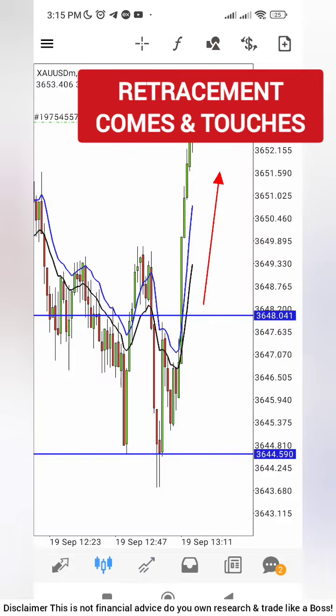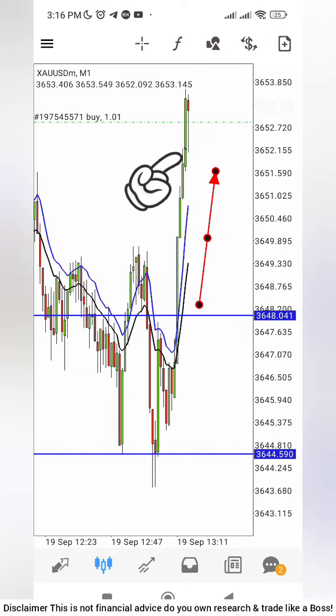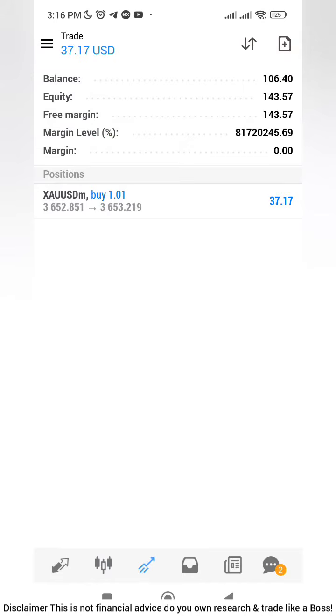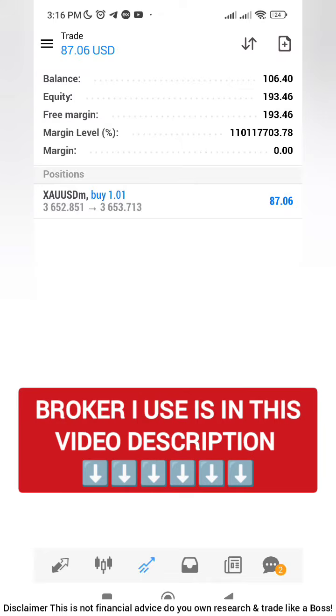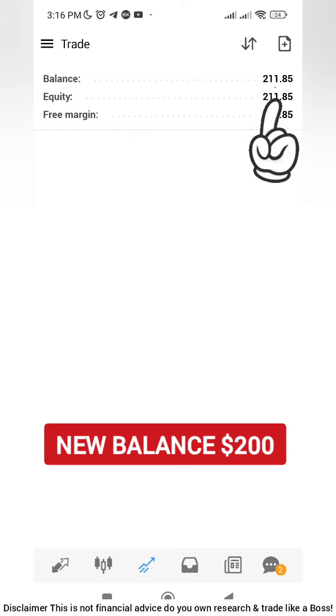The other way we enter the market is when you have a small retracement. This retracement comes and touches the previous candle high and then the market starts to go up. With this type of entry, you have to be fast to enter. This is where we use the broker, which is in the video description. With this, the profit also comes fast, so hitting your daily target will be easy.